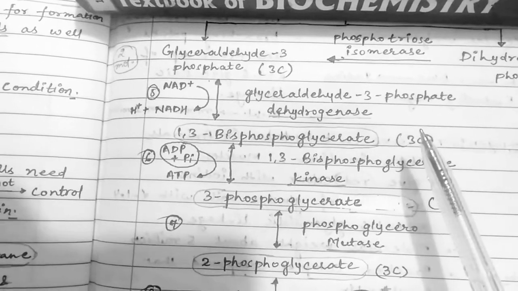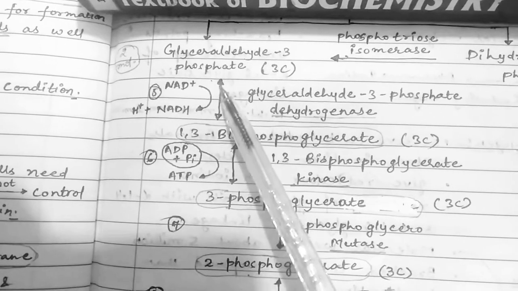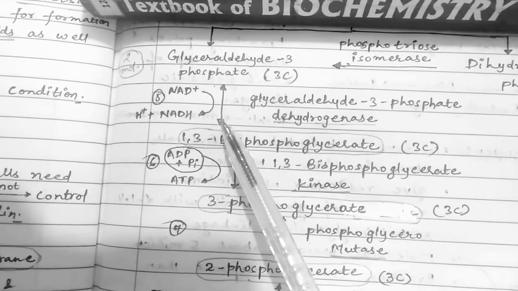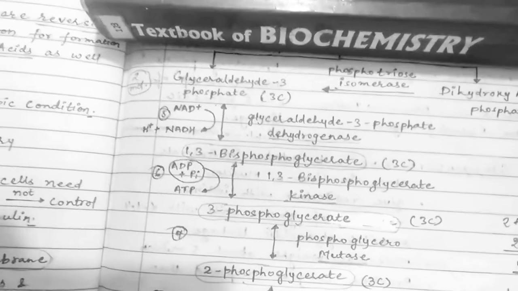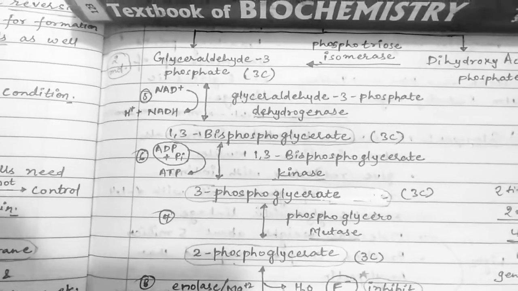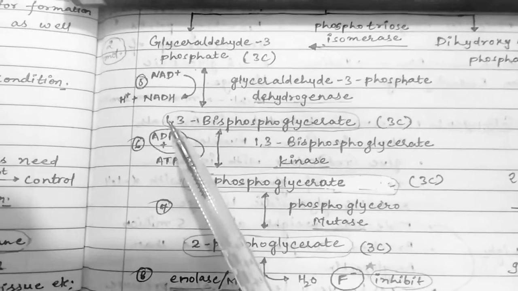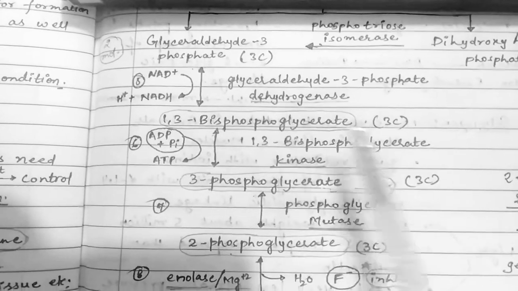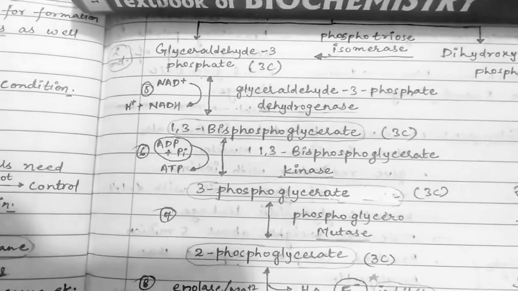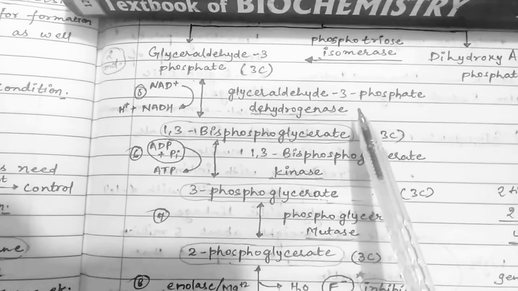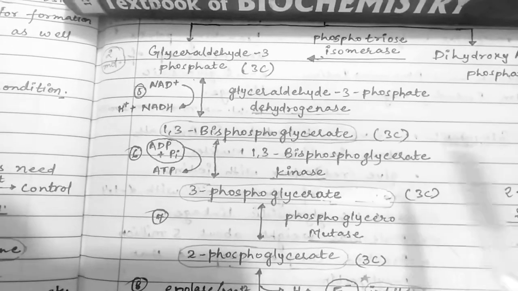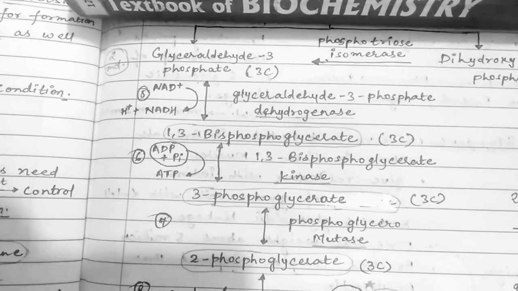Apart from that, student, you need to remember, because the arrow is two-sided, this reaction is a reversible reaction. Then the product formed here, you can see, is 1,3-bisphosphoglycerate. Student, you need to remember, besides the dehydrogenation, phosphorylation is also taking place. Why?